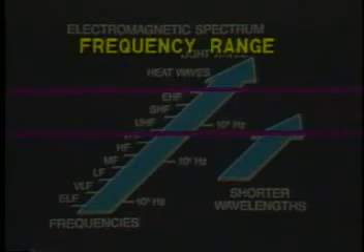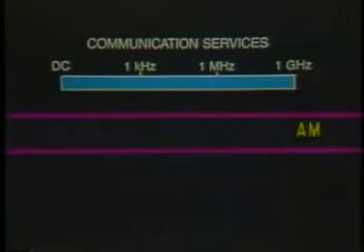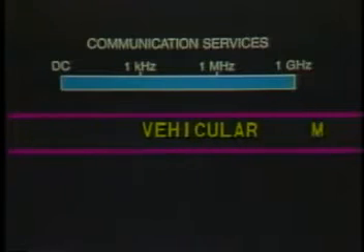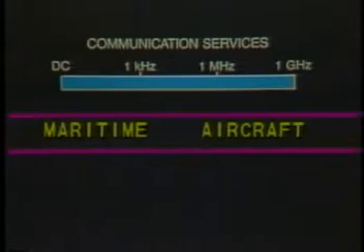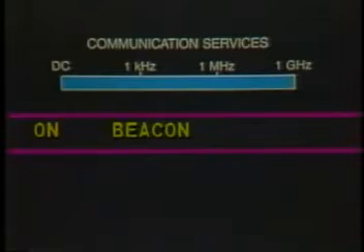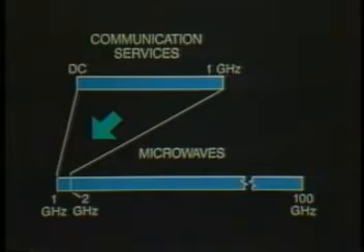If we compare microwaves with radio frequencies below 1 gigahertz, we can appreciate the large frequency range in the microwave portion of the spectrum and the greater amount of space it provides for many potential communication services. If we consider all of the AM, shortwave, FM, and television broadcast channels, all of the vehicular, maritime, and aircraft radio communications channels, and all of the radio navigation and beacon channels below 1 gigahertz, they would all occupy just the first portion of the microwave frequency range from 1 to 2 gigahertz.